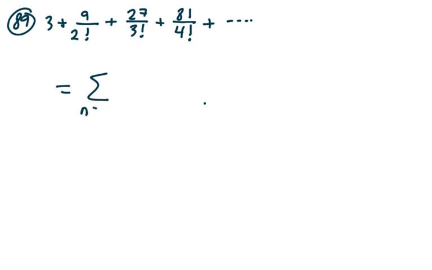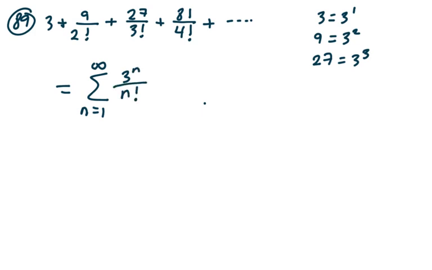And so this is the summation from n equals, we're going to go 1 to infinity, okay? So this is the summation from n equal 1 to infinity of, now remember, 3 equals 3 to the first. 9 equals 3 squared. 27 equals 3 cubed. In all of these videos, I'm stressing to put things in factored form, okay? So this is going to be 3 to the n divided by n factorial, like this.